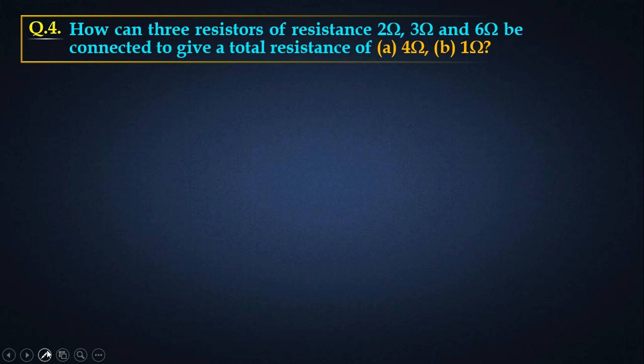How can three resistors, 2 ohms, 3 ohms and 6 ohms, be connected so that the total resistance will be 4 ohms or 1 ohm? Two parts are there. To get 4 ohms, first of all we have to cross-check with the circuit diagram. If you add 2 plus 3 plus 6, it will be equal to how much? 11 ohms. It is not correct, so we are not supposed to connect them in series. Look here, very interesting question. This question may be asked in the board exam as well.